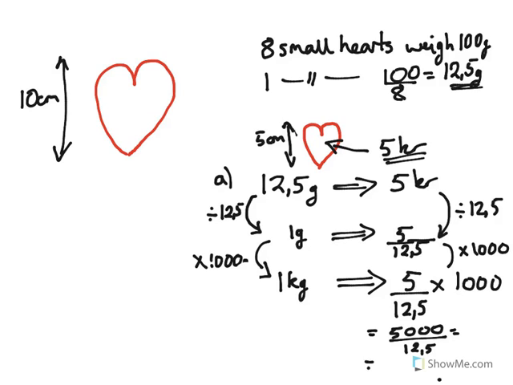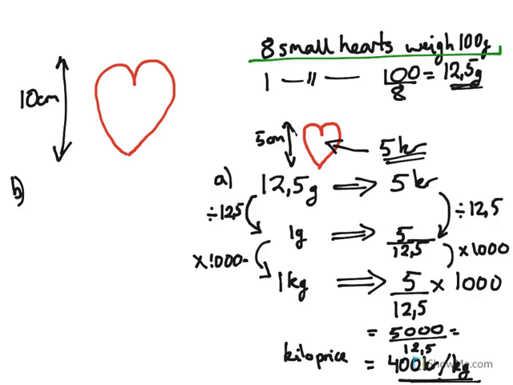So the kilo price equals 400 kronas per kilogram. So that's the price of the chocolate. And then we have a part B to this question, and it says, how many large hearts will be enough for 100 grams? We know that we get 8 small hearts in 100 grams. 8 small hearts in 100 grams. How many large hearts will we get?